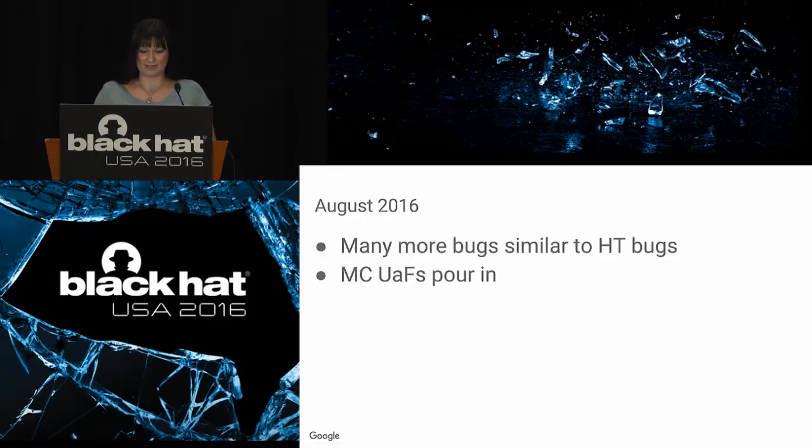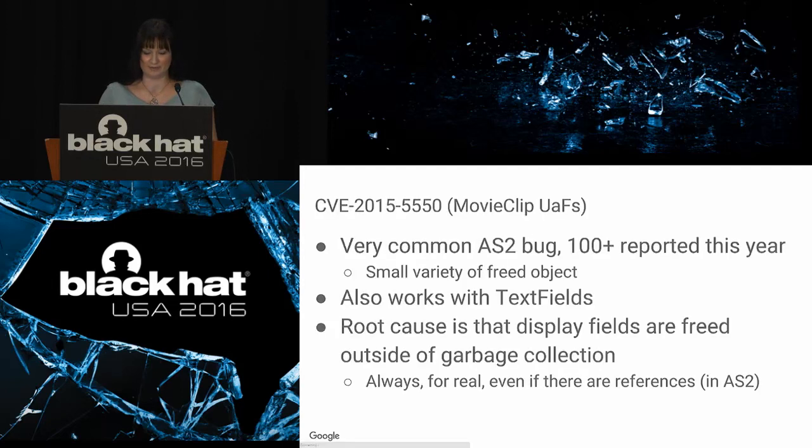So moving on to August, a lot of bugs that were similar to the hacking team bugs got reported because they got increased attention. And also, reports of a class which I call MCUs after free started to pour in. This is a very, very common bug. I think 100 or more of them have been reported this year, and by this year I mean 2015. It's a really, really common bug class. The downside of it is it's a very small variety of freed objects. So all of these use after free. There's basically only 2 object types that get freed, but there's many, many instances of this bug.